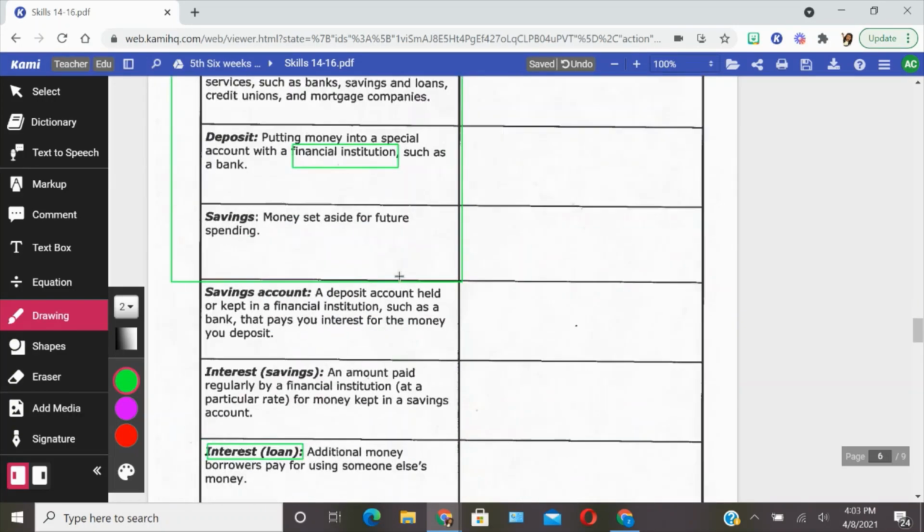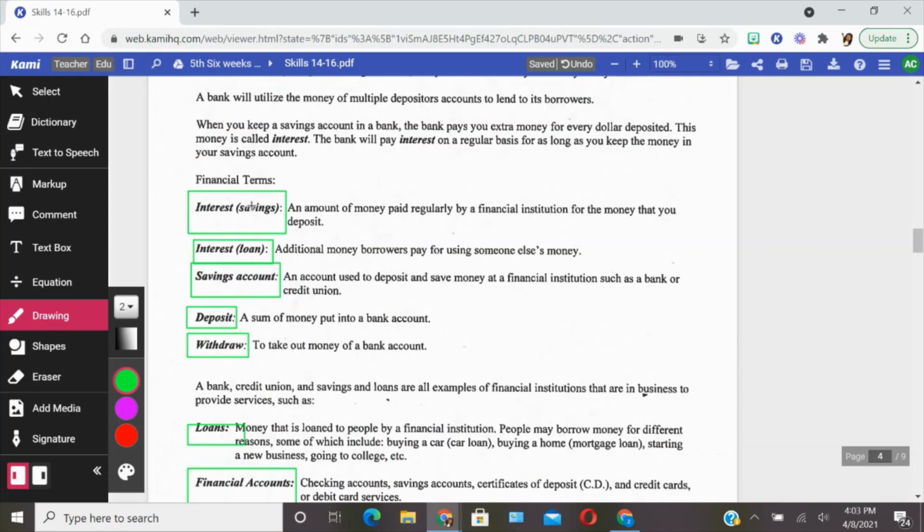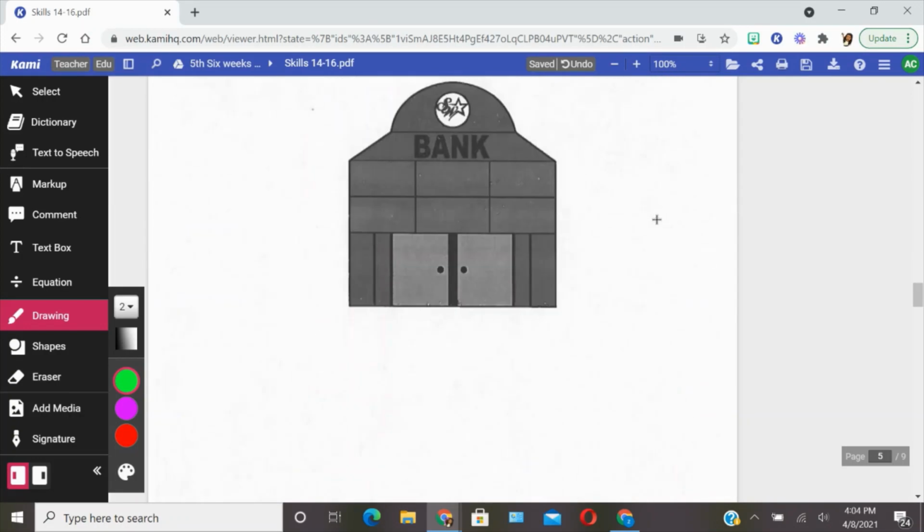And just to go over that, interest is, let's go back up here. When we have interest, because this is considered in our savings account, an amount of money paid regularly by a financial institution for the money that you deposited.